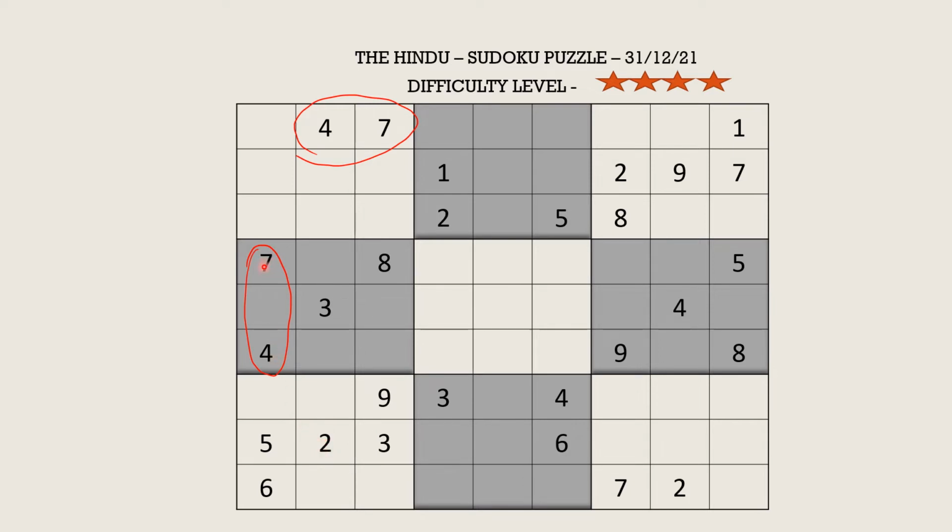Here this 7 is blocking this column and this 7 is blocking the bottom row. So obviously this cell has to take 7. Now we know this 4 is blocking here and this 4 is blocking here. So this is the only cell where 4 can be.